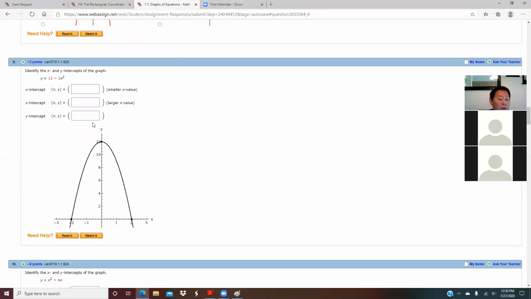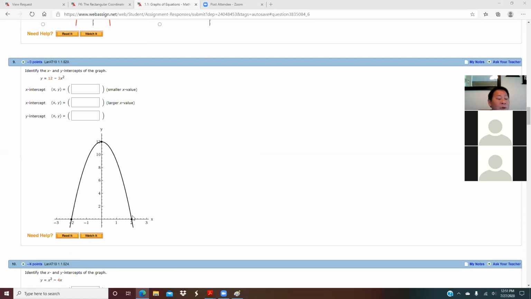This one, they want you to identify the x-intercept. So how do you find your x-intercept? By looking at this graph, the x-intercept is where it intercepts on the x. Can someone tell me what your x-intercept is in this case? And don't forget, x-intercept has to be in coordinate form. Okay, good, Devin. So make sure you put it in coordinate form. Don't put -2, 2. What I want is -2, 0.